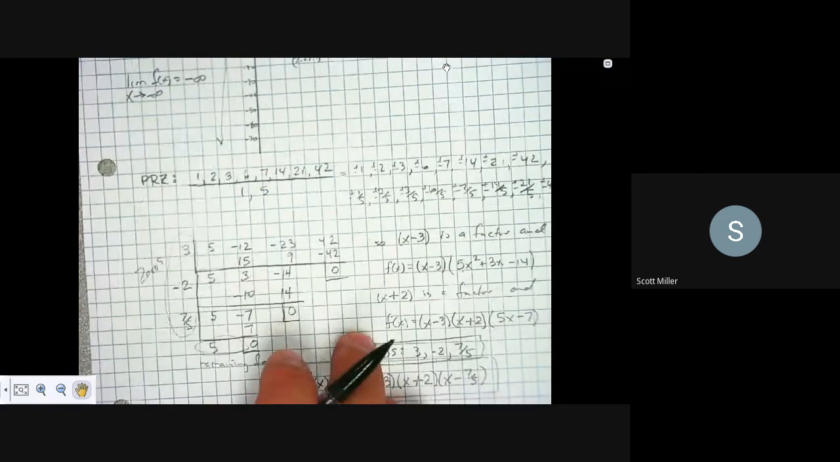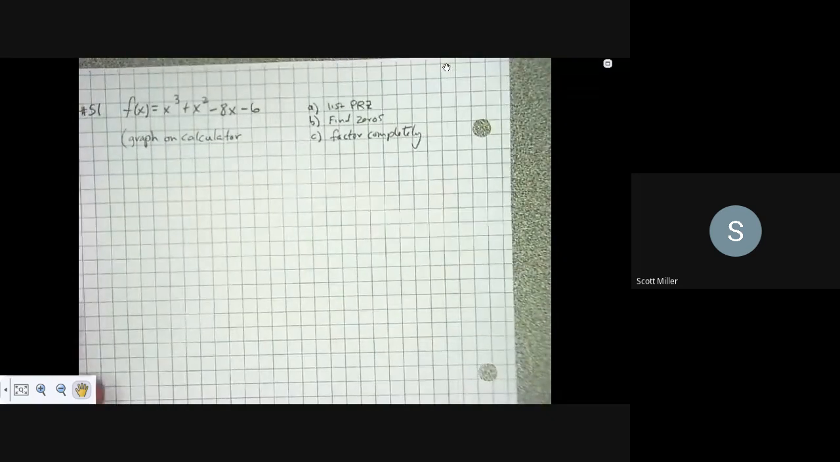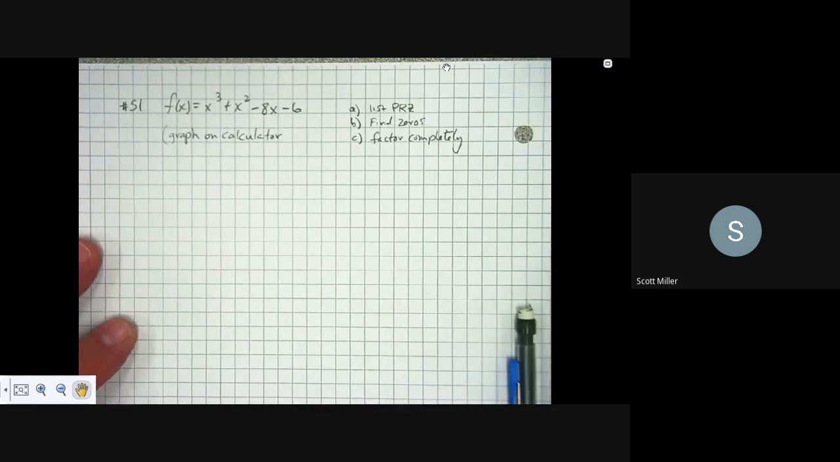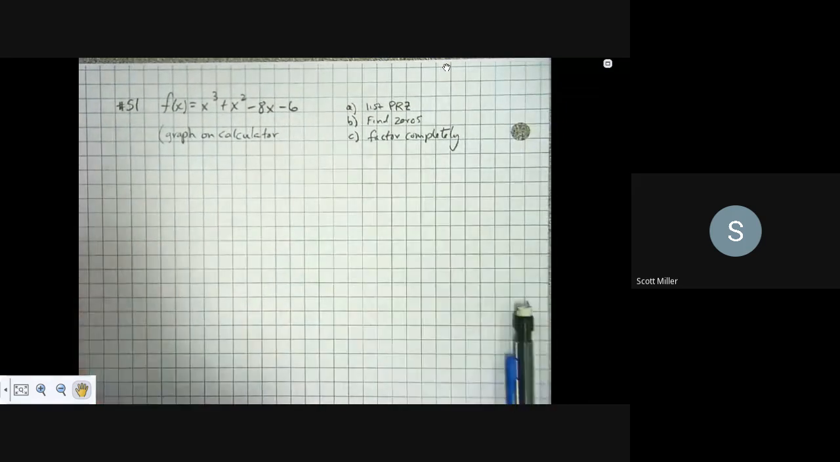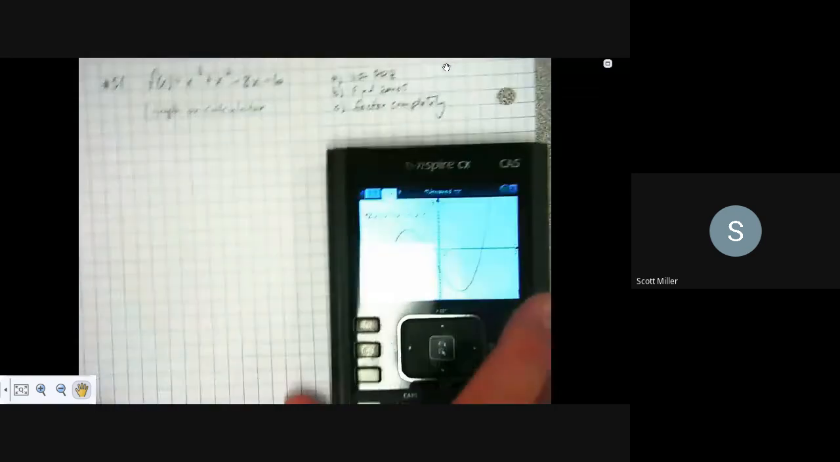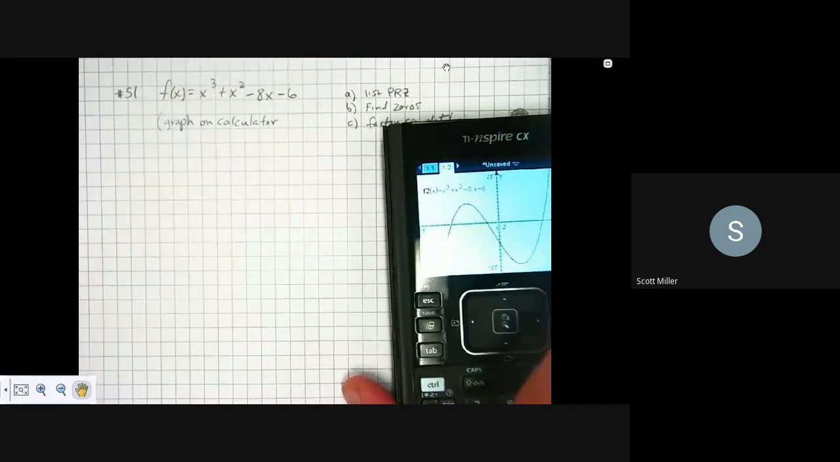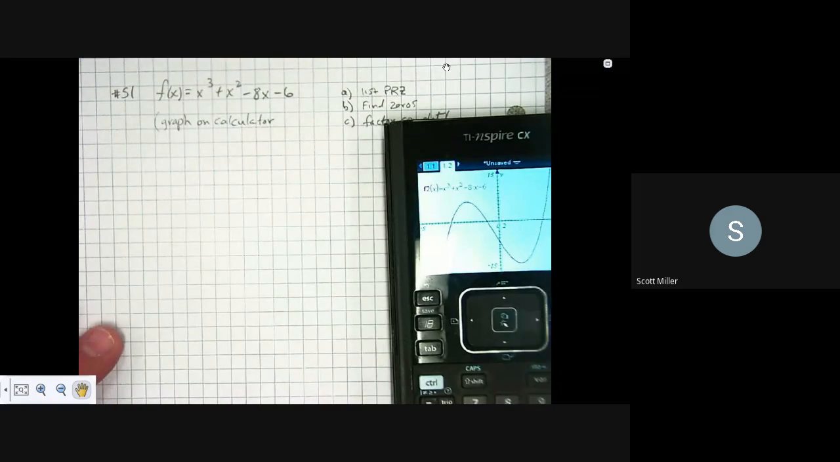Okay, I'm going to show you another example that does something a little bit differently, a little twist on this scenario, and that's this problem right here. We're going to graph it on the calculator, which I have already done. So there's my graph. So we got all these little things here. You can see that it has 3 x-intercepts. So we know there's going to be 3 real zeros.